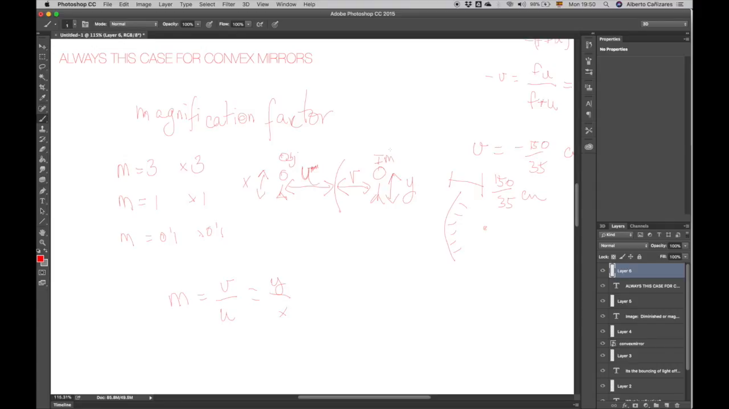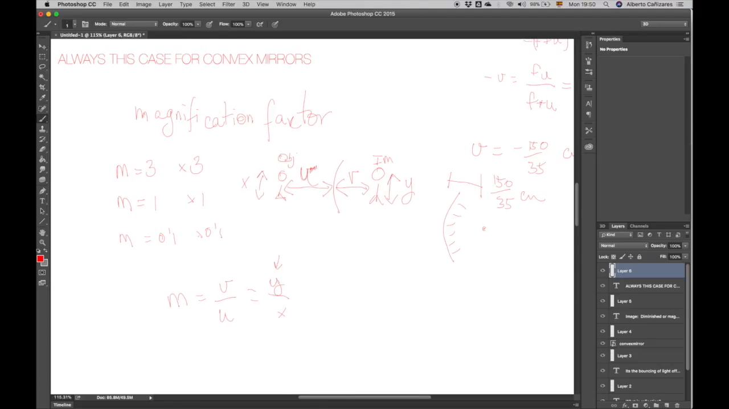And this is for image. Okay? So they could either give you the height of the image with respect to the height of the object, or they could give you the distance of the image to the distance of the object. In this case, we have the distance of the image with respect to the distance of the object. We found that the distance of the image is 150 divided by 35, whatever that is, right?